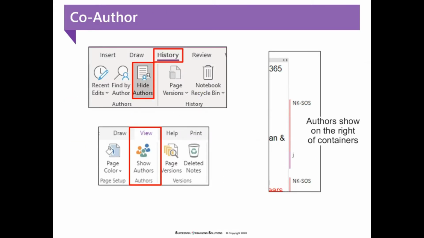In shared notebooks, one of the advantages is that you can see who made changes on a page. The authors are going to show to the right of the page containers. And you have the ability when you go to the History tab in your menu to hide the authors or show the authors. When you're live in a notebook and you put your mouse over that, it will pop up and let you know who the co-author is and who added some information.